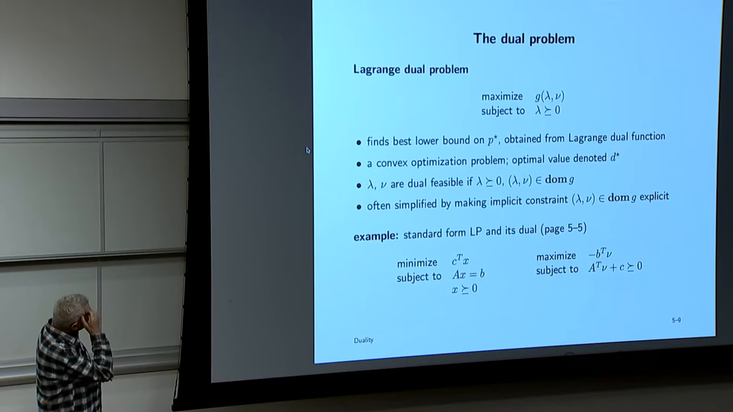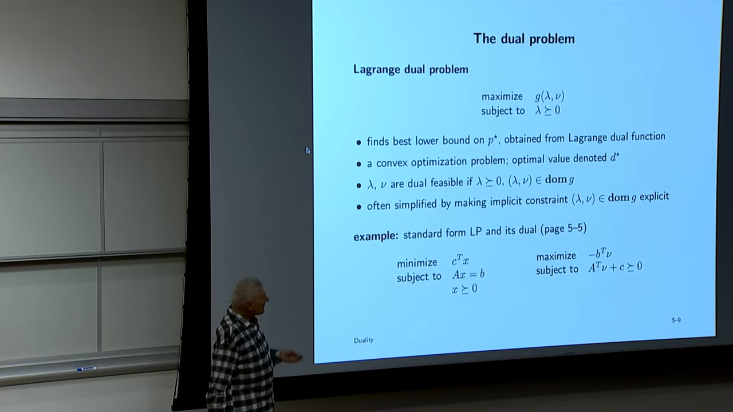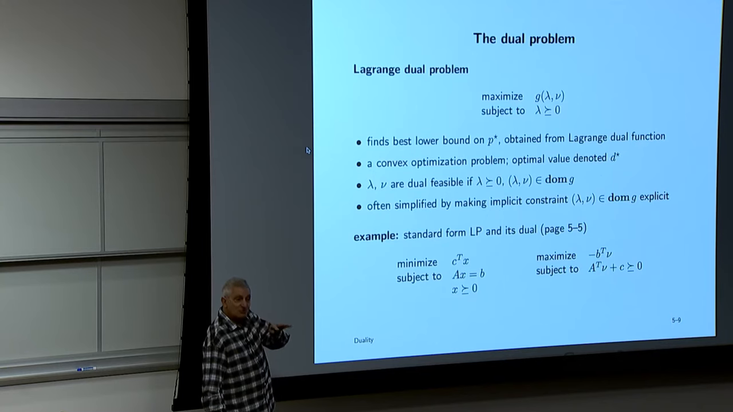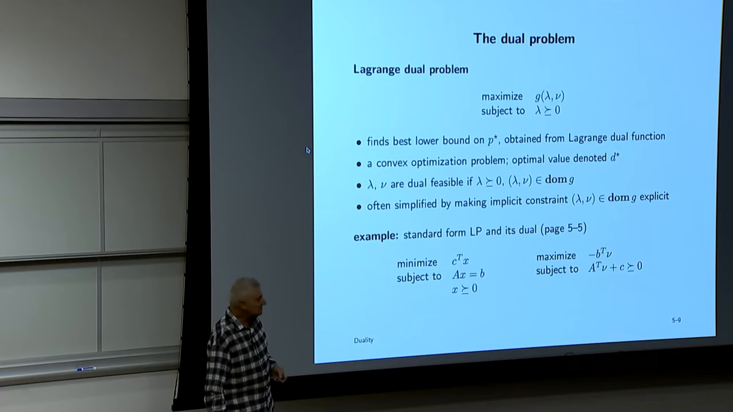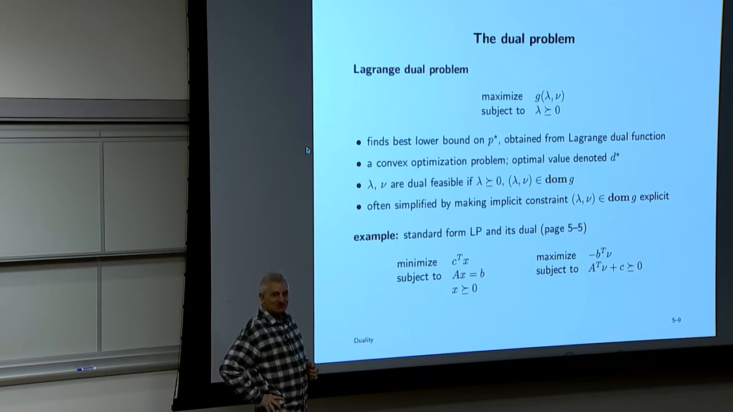So here's an example. Here's a so-called standard form linear program. You minimize a linear function subject to equality constraints and non-negativity. And you'll remember that we worked out the dual. By the way, this is not quite the dual. The dual here would be maximize a function that is minus infinity unless you satisfy this, and plus infinity otherwise. So I've done a few innocent translations of the problem here. But what it says is these two LPs are intimately related. In fact, they are duals.